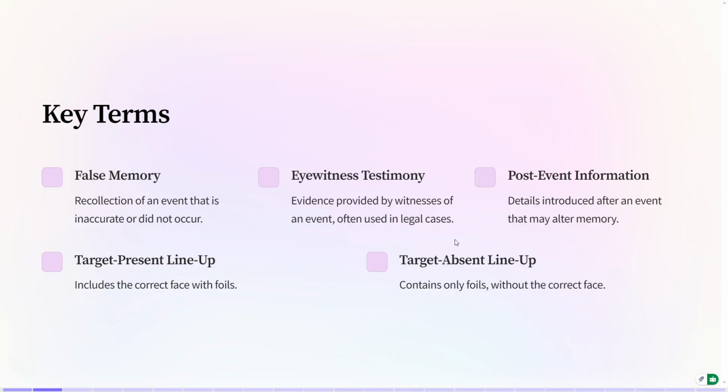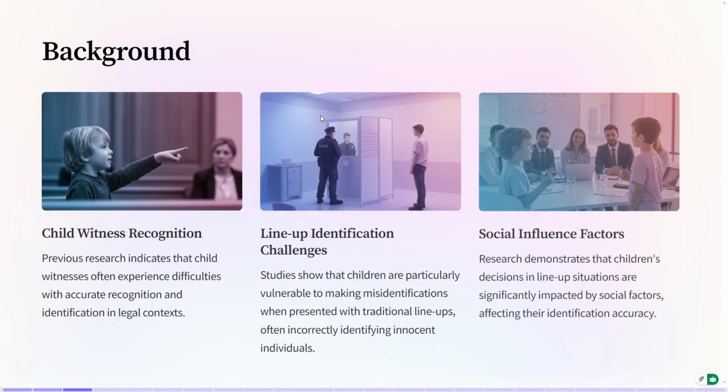Okay, now target absent contains only foils. All right, so all the people in the list are not the culprit, and you have to identify if the culprit is there or not. So when I say foils, that means false pictures, right? When you're looking at pictures, for example, and none of the pictures is the person that committed the crime, they are all foils. All right, so the target person is the real person, whether present or not.